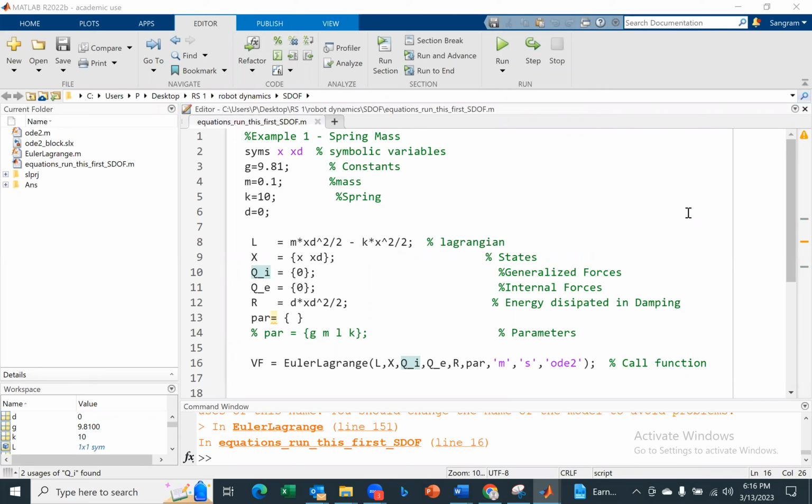So now I'm going to discuss the code, and please understand this is very important. Example number 1 is a spring mass. This is the system, spring and mass. Line number 1 is a comment. It's just explaining what the example is.